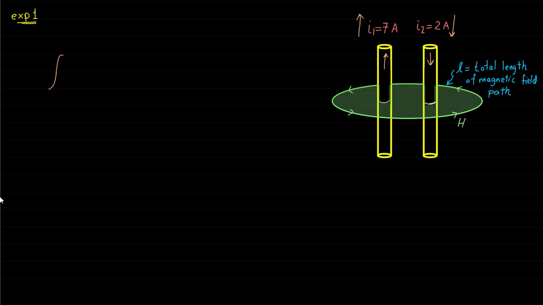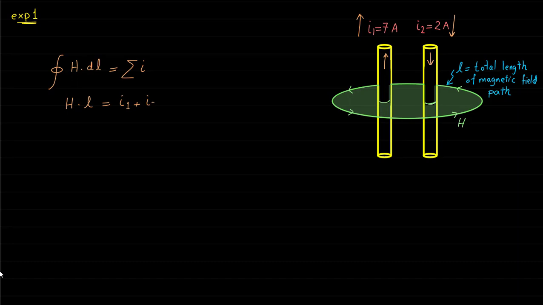The closed loop integral of H times dl equals the summation of enclosed current I. Since the total length of the magnetic path is L, the integration of the element H dl along the closed path will be equal to H times L. This will equal the sum of the enclosed current, which is I1 plus I2.